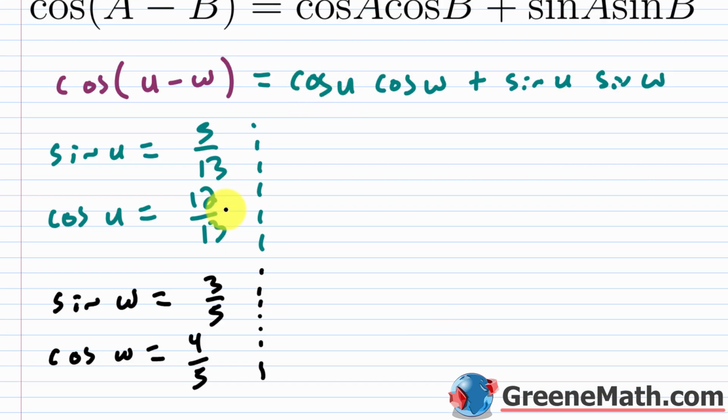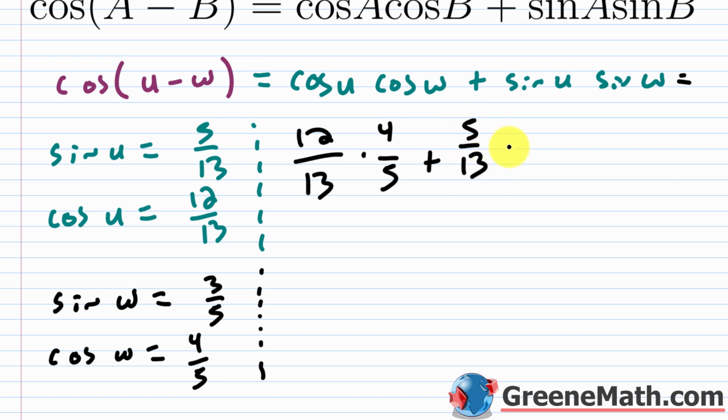So the cosine of u is 12 over 13. So let me put that this is equal to 12 over 13. And then times the cosine of w, that's going to be 4/5. And then plus the sine of u is 5/13. And then times the sine of w, that's going to be 3/5. Now you could cancel this 5 with this 5, but notice that you're going to have a common denominator if you leave it alone. So I'm not going to touch that.